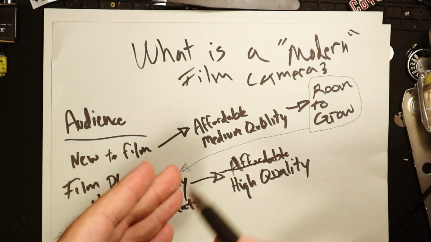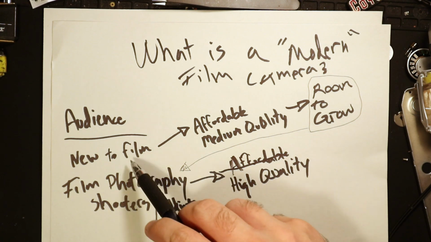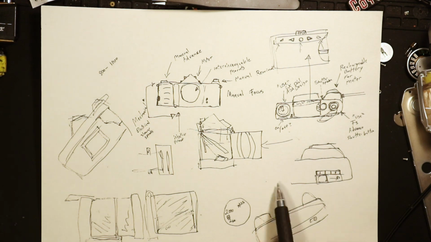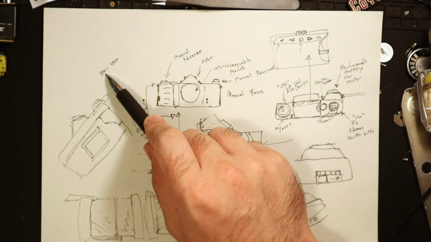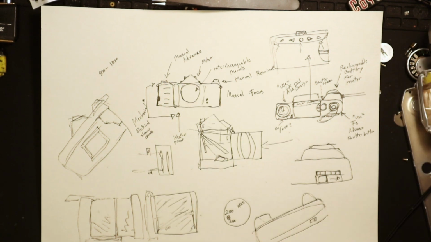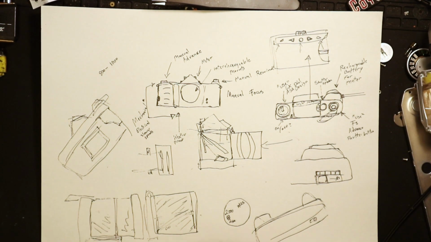Room to grow. The thought would be build one of these, make money, so then you can invest in something like this. And then you wouldn't have to have this right out of the gate price tag of $1,000 or whatever. I had this in my mind of building a modern film camera, what would that look like? And this is the best I could really come up with.